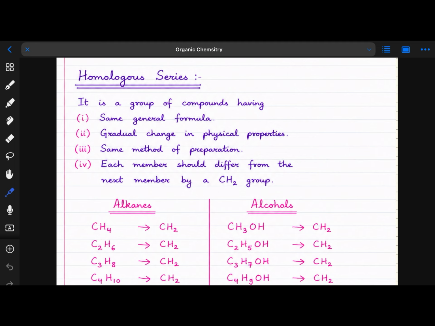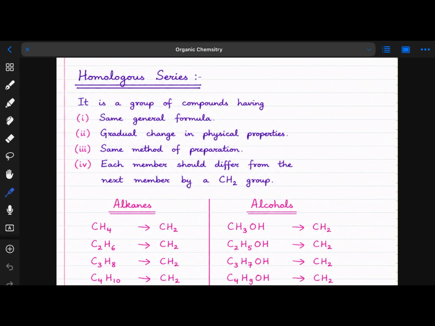And secondly, there is a gradual change in the physical properties. Now, when the carbon chain becomes longer, physical properties such as melting point and boiling point gradually increase. And thirdly, the same method of preparation is used to prepare each member of the homologous series. For example, the same method of hydration of alkenes is used to prepare alcohols. The same method of hydrogenation of alkenes is used to prepare alkanes. And the same method of oxidation of alcohols is used to prepare carboxylic acids.